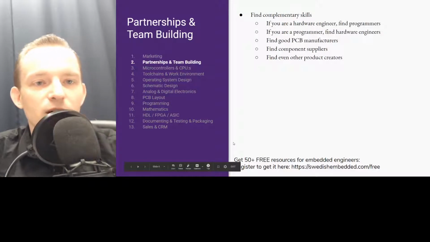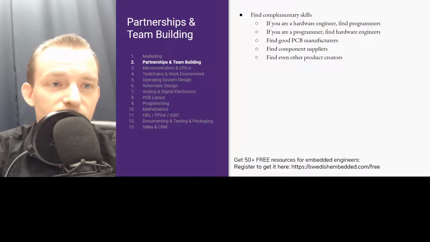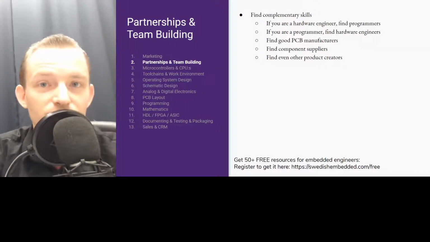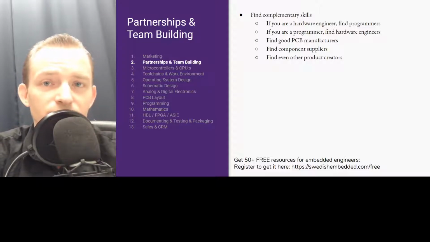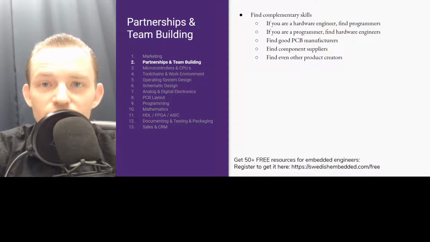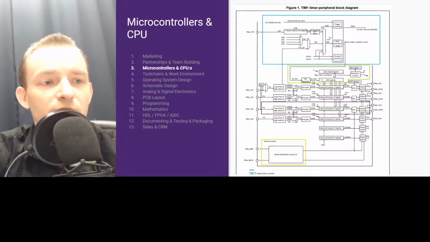Number two, team building. Find people that have complementary skills. For example, if you're an embedded engineer that does hardware, you need to find programmers. If you're a programmer, you can find other engineers that do hardware. And this is what we do in our community. When you join our community, you find other people who are good at different things, and you can pair up and create projects together, because you can use each other's skills and you don't have to do everything yourself. But it's good to know for you what to do yourself as well.